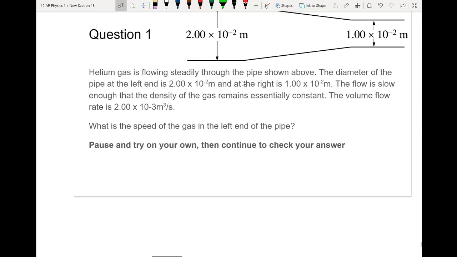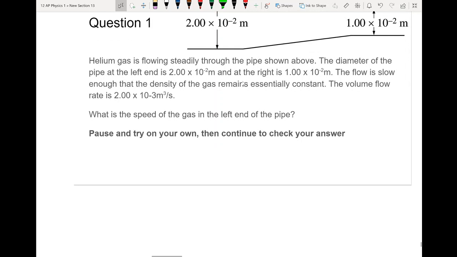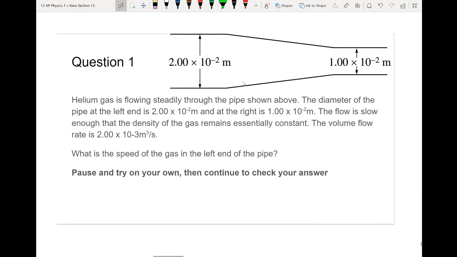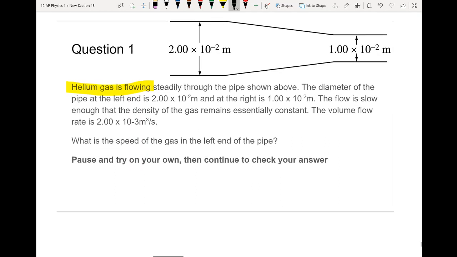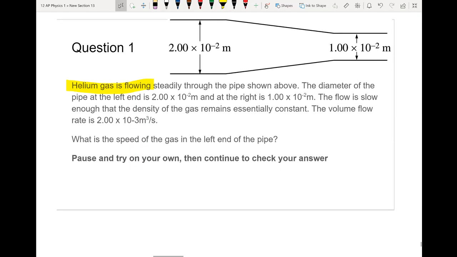So we're saying the diameter of the pipe at the left end, we know something about the diameter at the right end. And really quickly, this is helium gas, but it's a gas, so it's still a fluid, so everything that we've done, all of our equations, they still apply. Even though it feels a little bit weird to have gas in a pipe, it's completely normal, completely usual. It's what my brother does for a living.